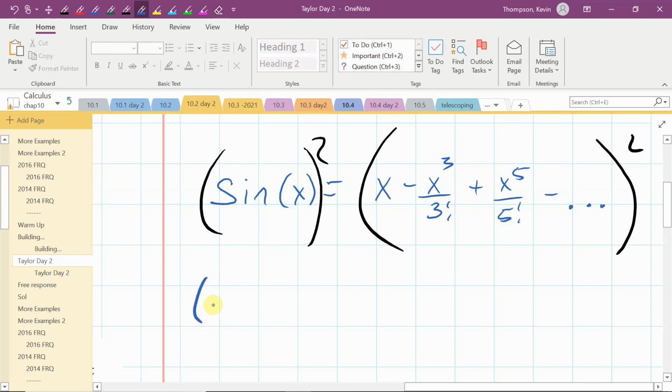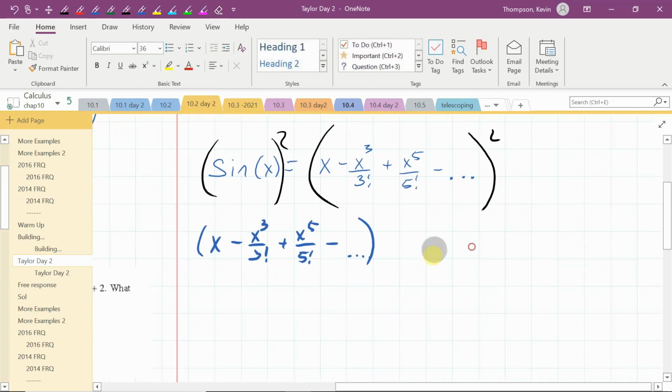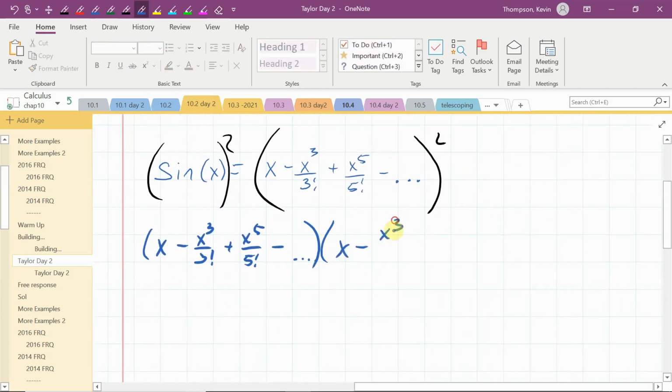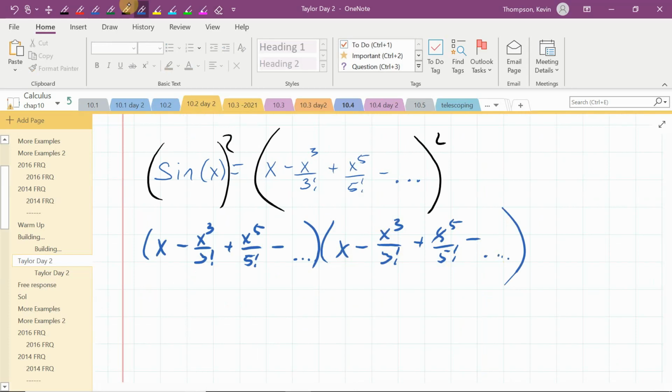So what if I wrote it out, thinking about distributing? It would be this dot, dot, dot times another one. Dot, dot, dot. Okay. So let's suppose I said, let's multiply this out. We are actually writing right now the series for sine squared, aren't we? If I know what sine is, and I square it, I've got to get the series that's corresponding to sine squared.